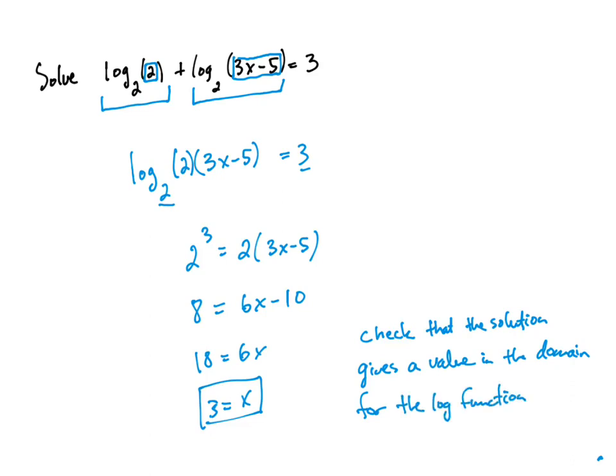Okay, so what we're going to do is we'll plug in 3 right here. So 3 times 3 is 9, 9 minus 5 is 4. We can take a log of 4. And then in the first log function, we have log of 2. There's no input for x that we need there. So that tells us that 3 as our solution does satisfy this domain check.